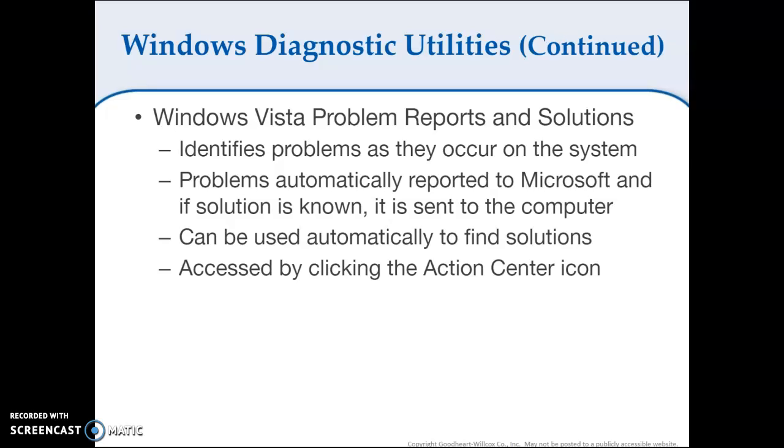Windows Vista Problem Reports and Solutions. This is going to identify problems as they occur on the system. Problems are automatically reported to Microsoft, and if a solution is known, it is sent to the computer. Otherwise, it could be noted for a possible update that might be sent in the future. It can be used automatically to find solutions. It is accessed by clicking the Action Center icon.